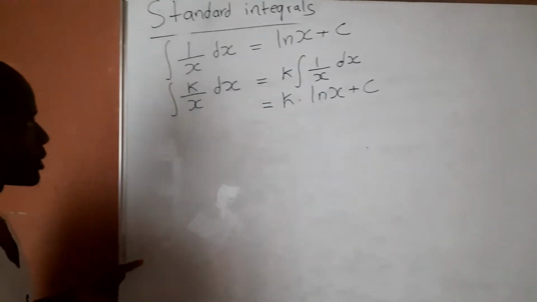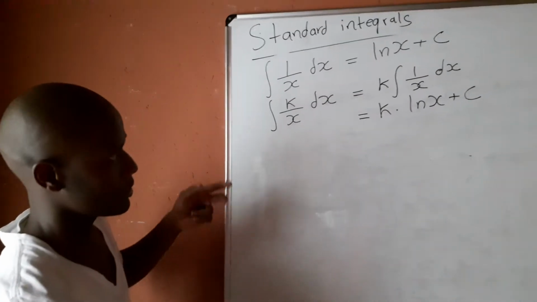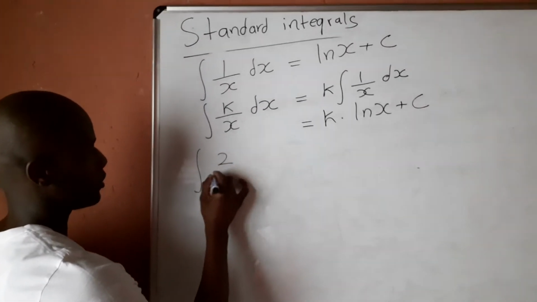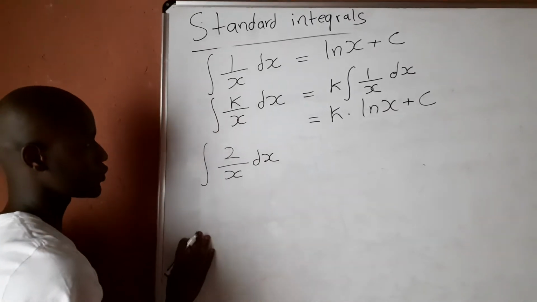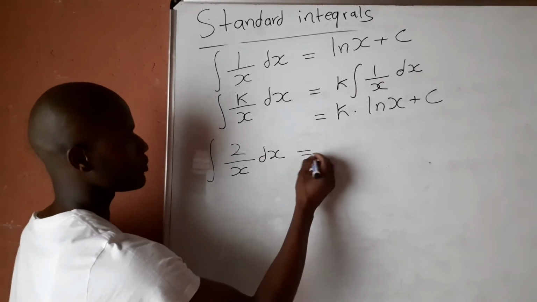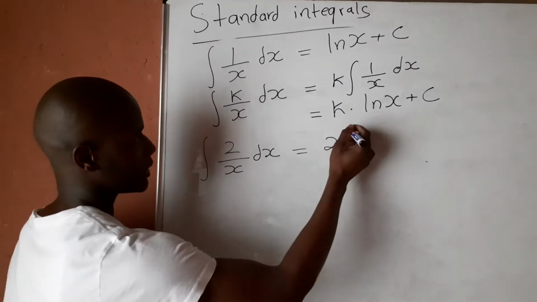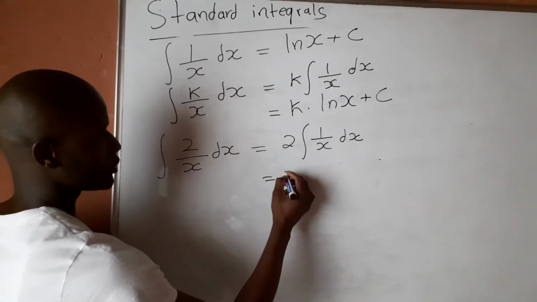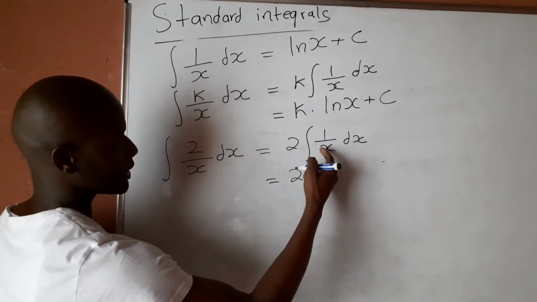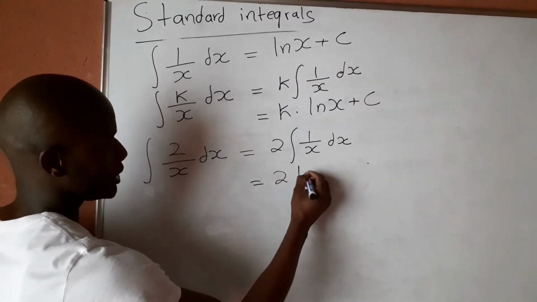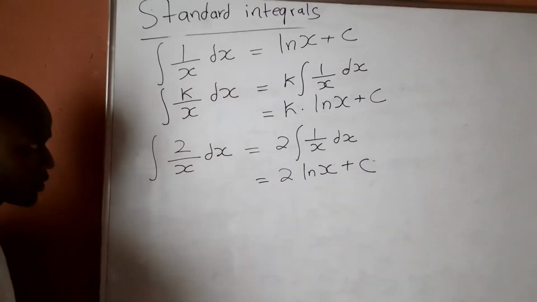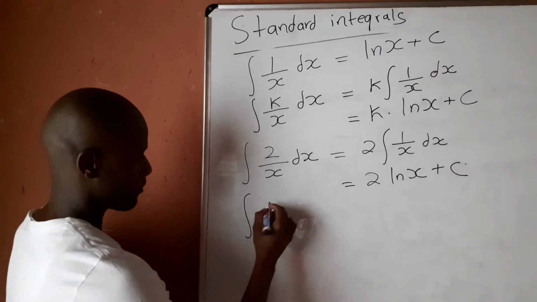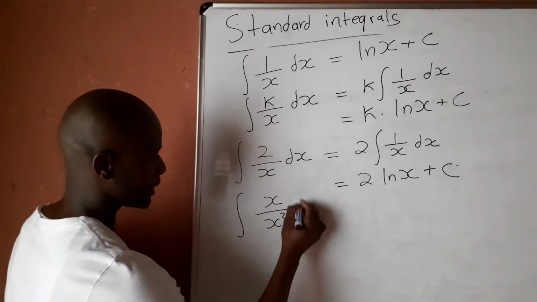Some examples applying these formulas: they can say integrate 2 over x dx. So 2 over x is going to be 2, we take it out as a common factor, integral sign 1 over x dx, which is going to be 2 times ln x plus c. Another example, they can say integrate x over x squared dx.